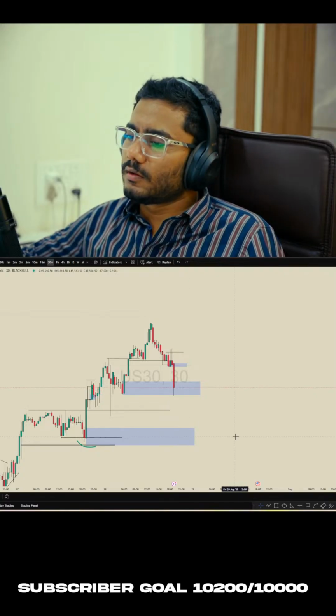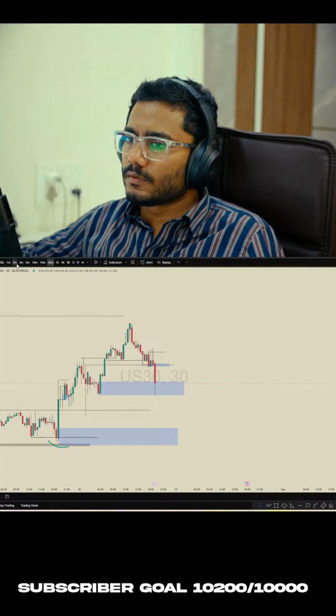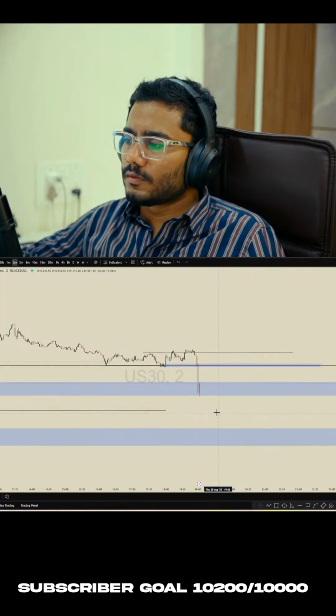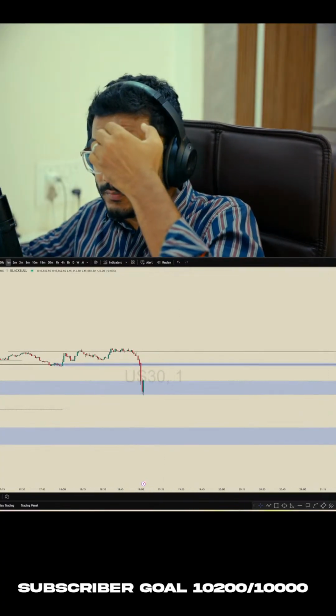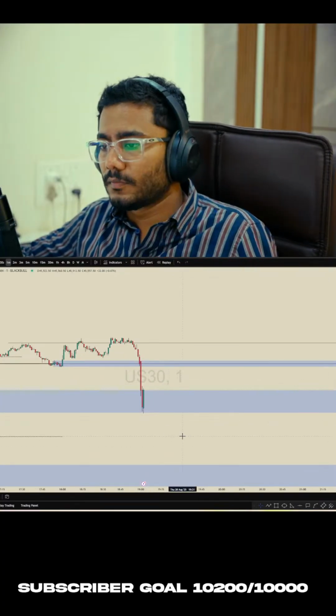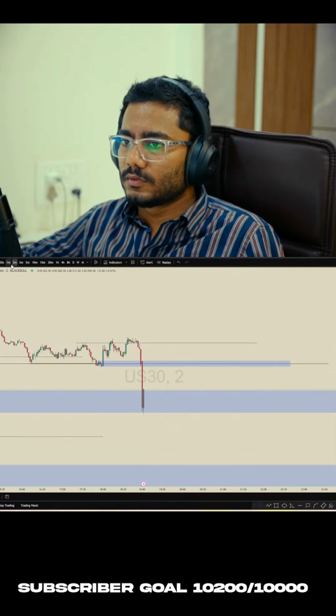Risk management, and there are a lot of things. So price is giving an engulfing over here in 1 minute.